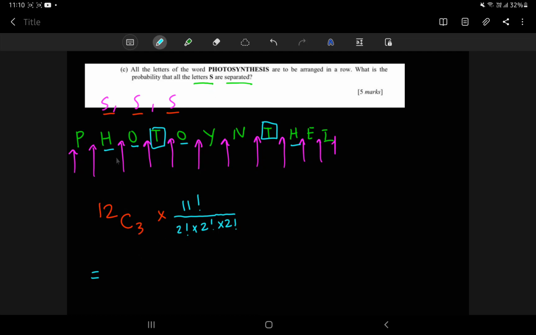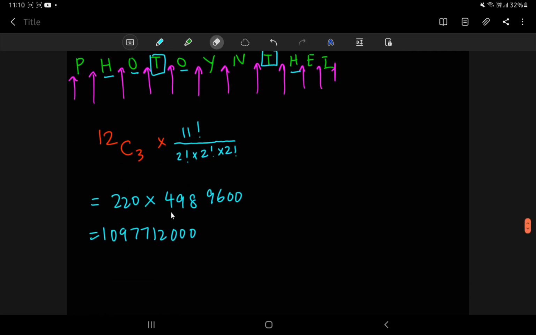So you just press your calculator and you will get 12C3 is 220, times 11 factorial, divided by 2 times 2 times 2, which is basically 8. So 11 factorial over 8 is 4,989,600, and when we multiply them, we get about 1,097,712 followed by 3 zeros.